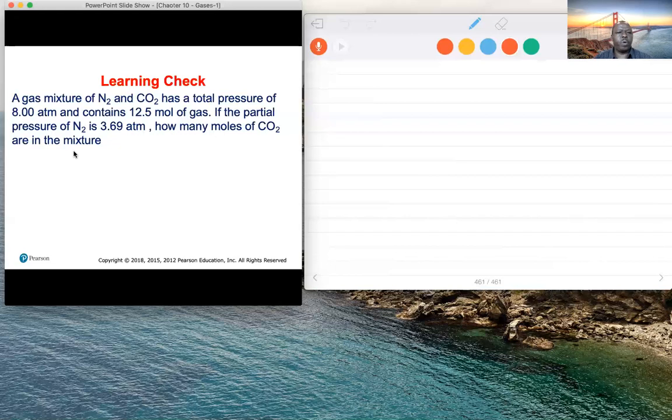This will call for using the partial pressure equation. Since we are given nitrogen, I'm just going to write N2: the partial pressure of N2 over P total equals, this is where the mole fraction comes in, the mole fraction of N2, or moles of N2 over n total.